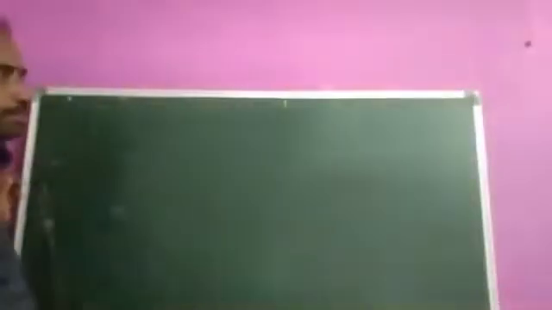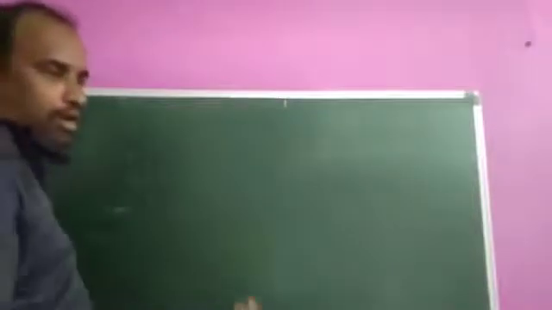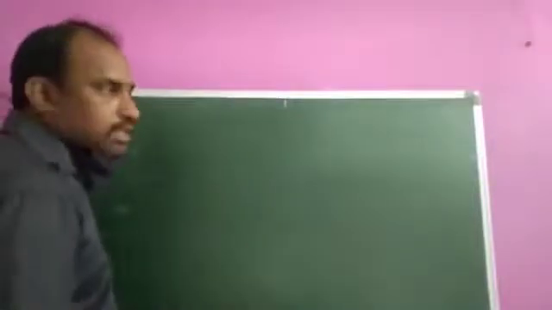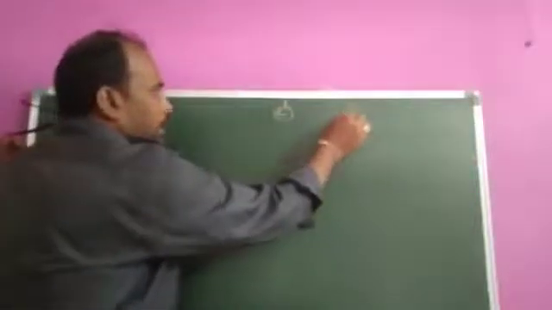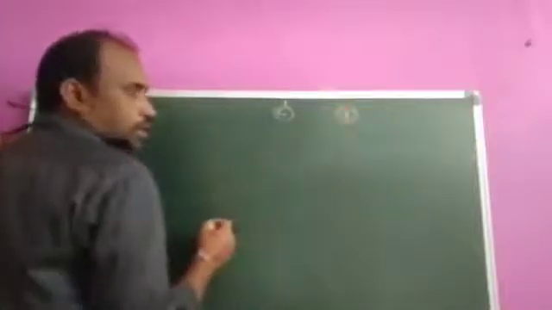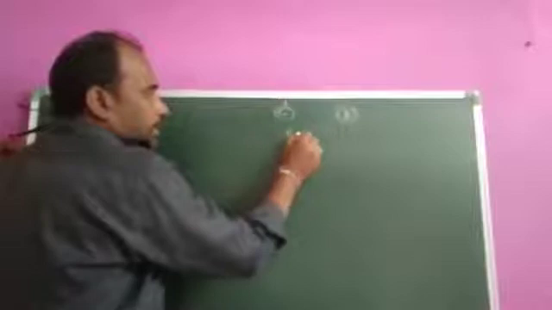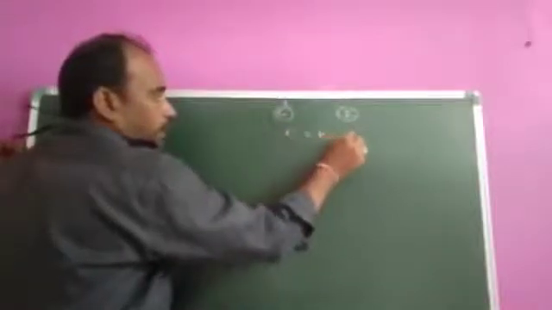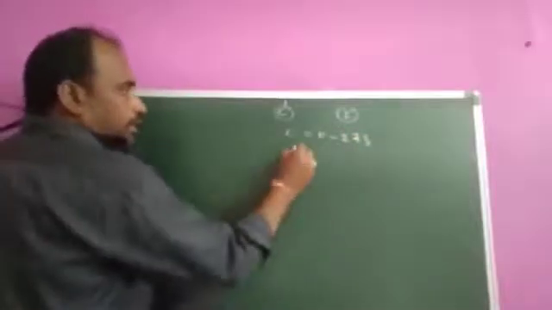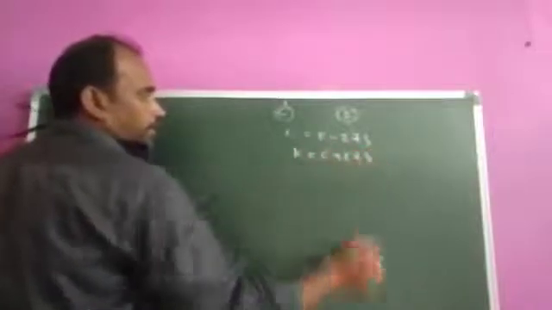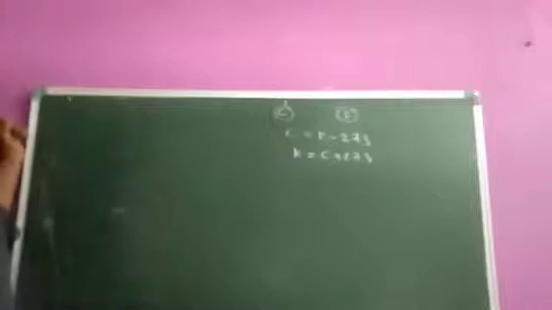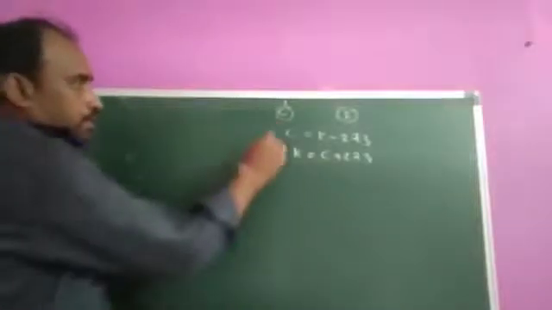So in the previous class, let me recall what concepts and topics you learned. In the previous class you learned about Celsius and Kelvin. What is the relation between Celsius and Kelvin? C is equal to K minus 273, and another one, K is equal to C plus 273. So these are the formulas we learned in the previous classes.